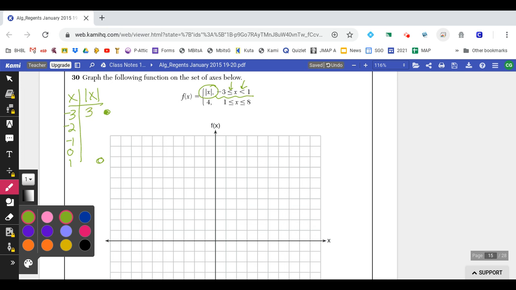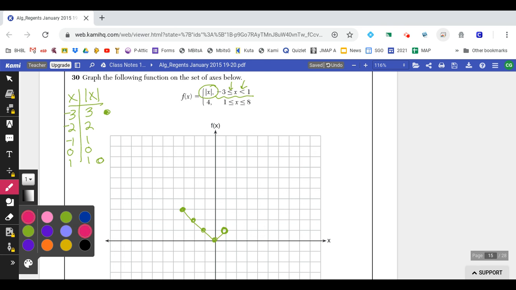So the absolute value of -3 is 3. I've got a 2, 1, 0, and a 1. So going over to -3, 3, -2, 2, -1, 1, 0, 0, and a nice open circle on that part of the graph.